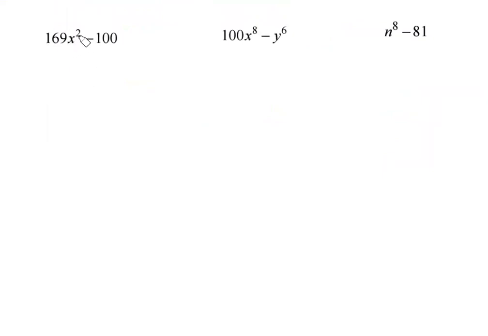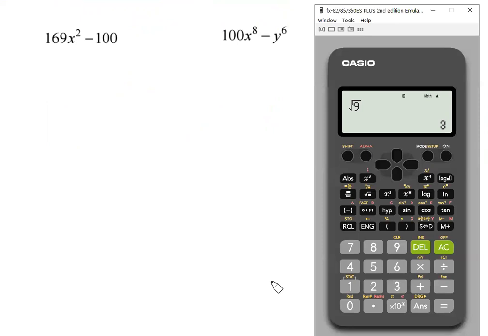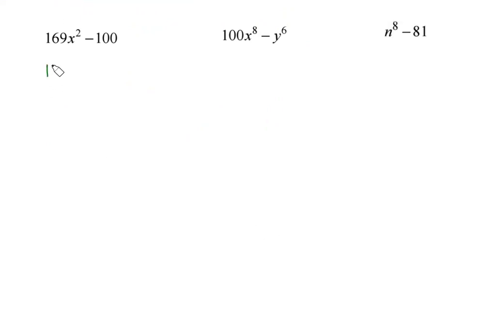Okay, let's look at the next slide and see what we have here. What is 169 x squared minus 100? Remember what we said? We need to find the square root of 169, and also the square root of 100. The square root of 169 is 13, so we have 13 squared, x squared minus 10 squared, as the root of 100 is 10. Adding the square roots and subtracting them, 13x plus 10, 13x minus 10. That will be our final answer.